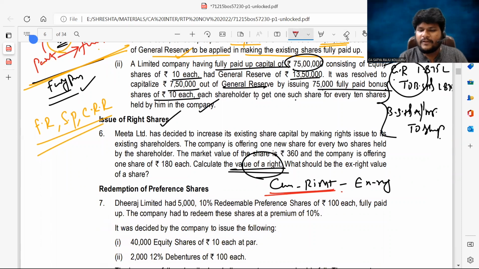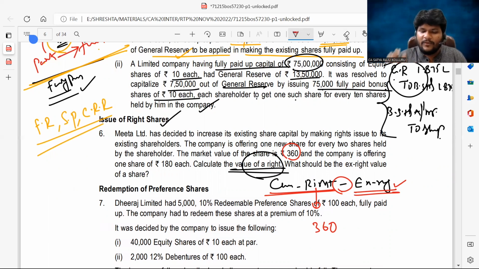Before the issue of rights, the existing market price of the share is cum right. After the issue of the shares, the market price of the share is known as ex right share price. Now it was directly given that the market value of the share is 360. Before the issue of right shares, the market value was 360. Now you need to calculate the ex right share price.